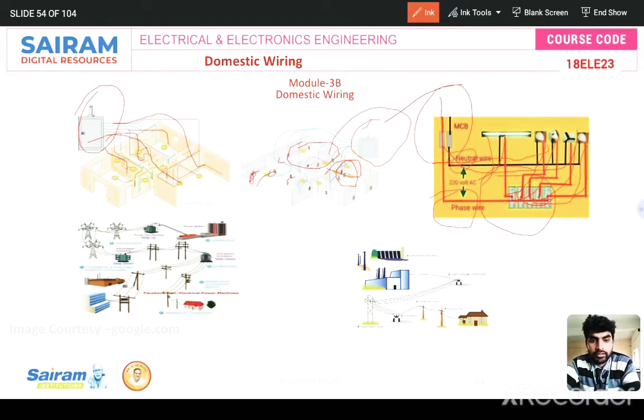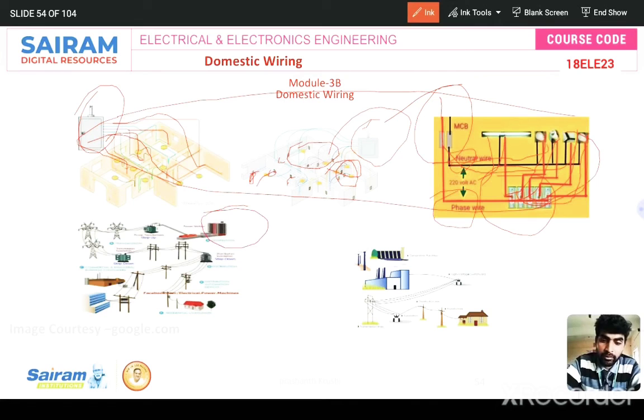So this is the wiring diagram part, and if I go to here, this shows how the power supply comes from the power station to our home. Here there is a thermal power plant.